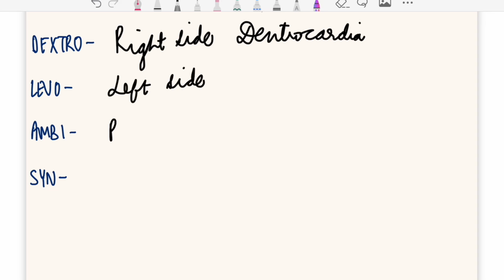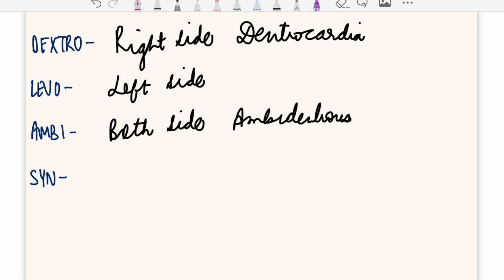Now comes ambi. Ambi means both the sides. For example, ambidextrous. Ambidextrous is a person who can use both hands simultaneously. Now comes syn. Syn is together. For example, syndrome. What is syndrome? Syndrome is a set of symptoms which runs together. Okay, an interesting fact. You need to know the difference between signs and symptoms.